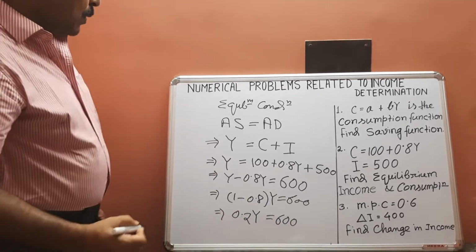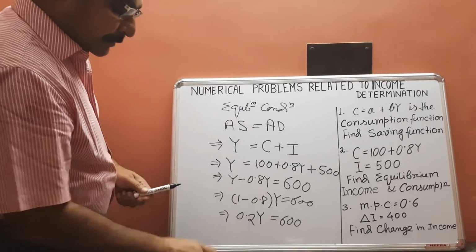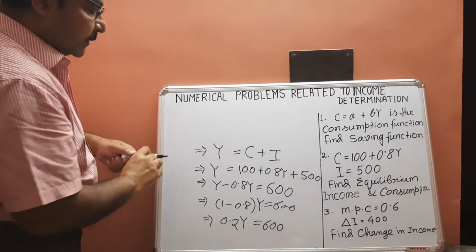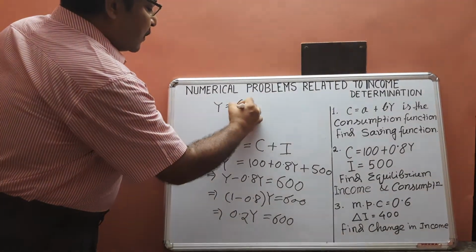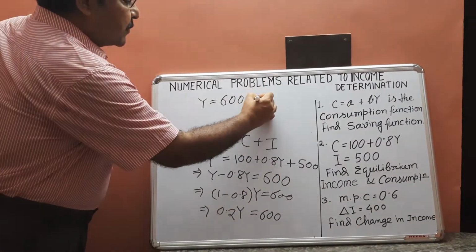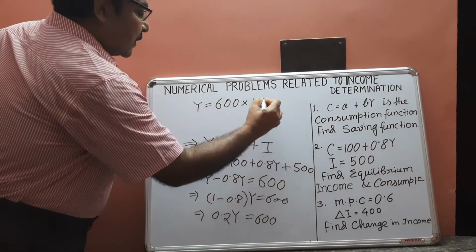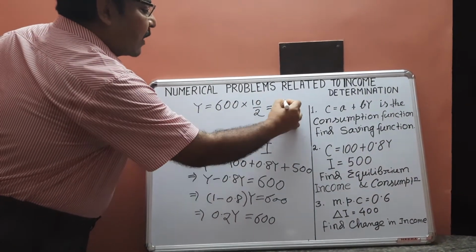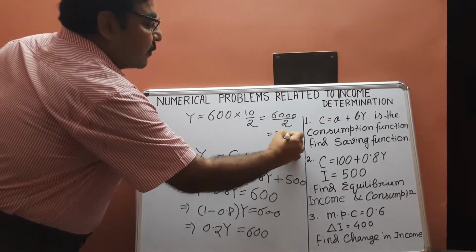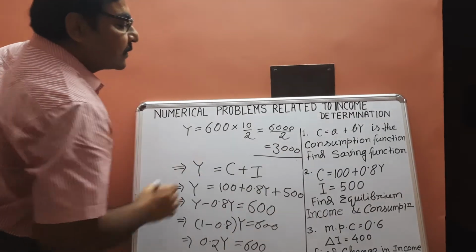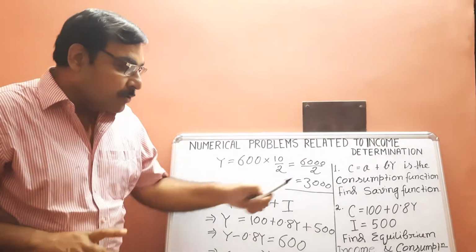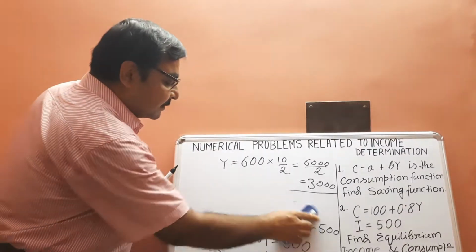If 0.2Y is equal to 600, then Y is equal to 600 into 10 by 2, that is 6000 by 2, which is equal to 3000. So equilibrium income is 3000. Also you have to find out equilibrium consumption.